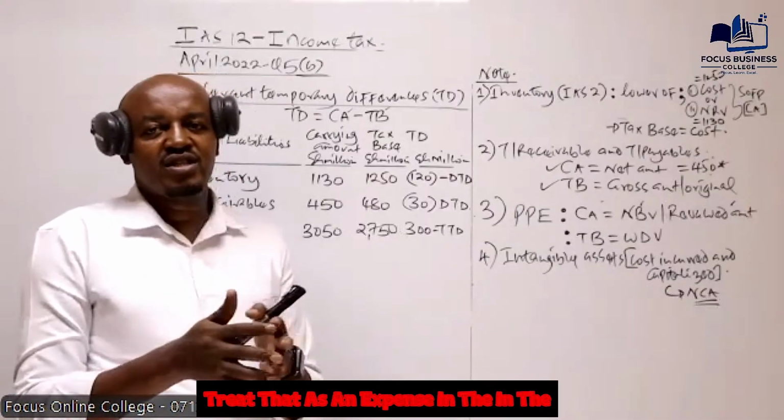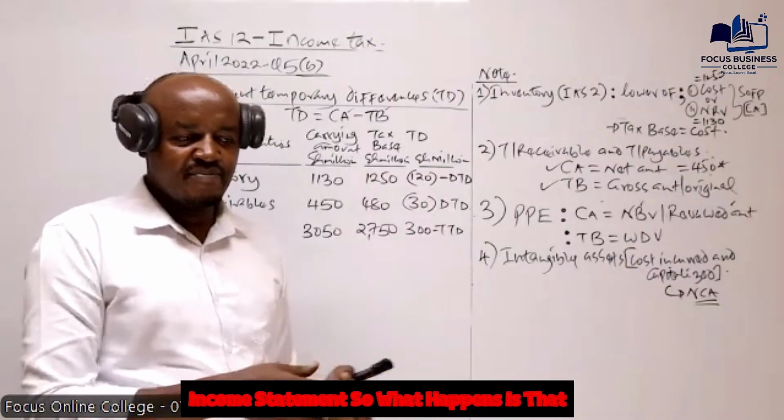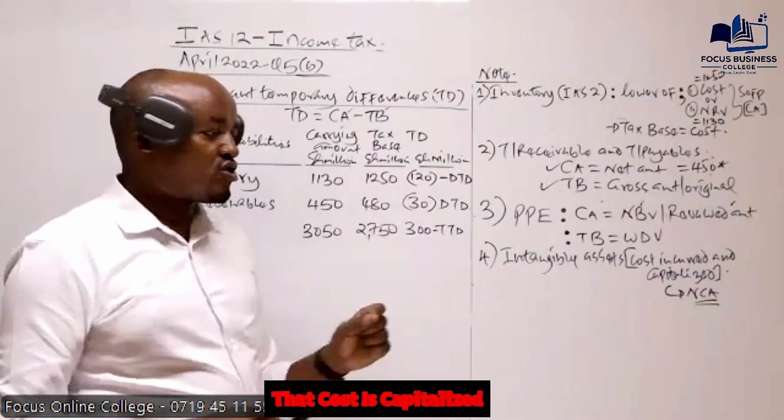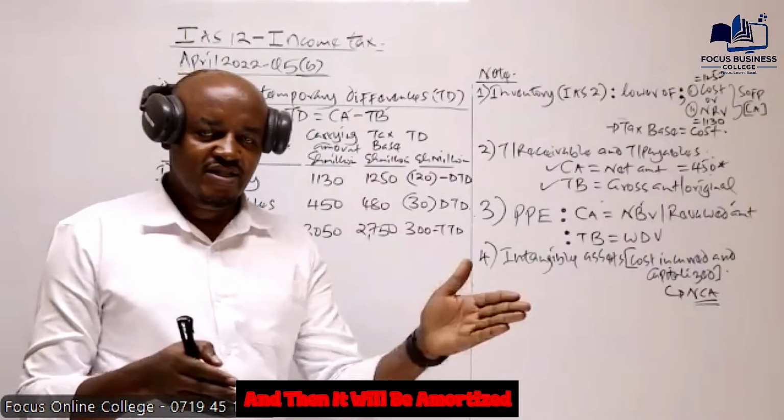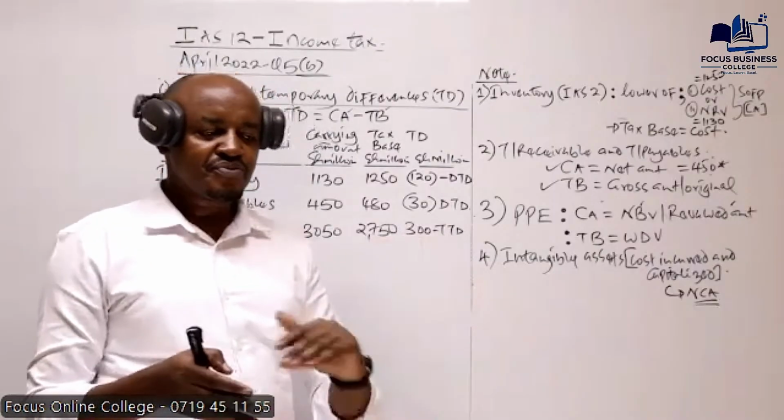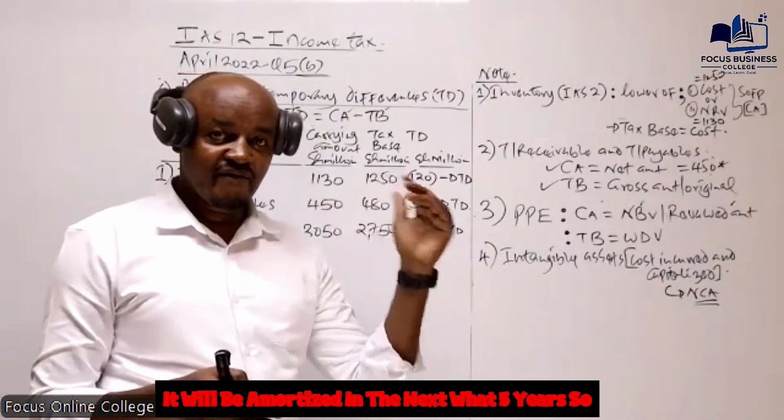That company cannot treat that as an expense in the income statement. So what happens is that the cost is capitalized. It is treated as an intangible asset, and then it will be amortized. To amortize is to gradually write off. It will be amortized over the next 5 years.